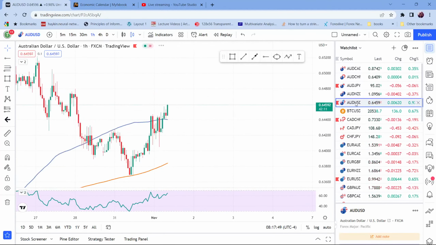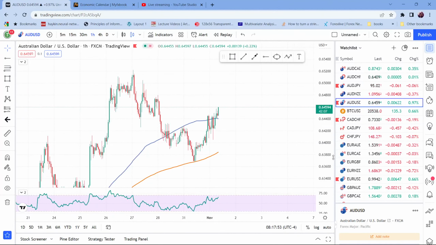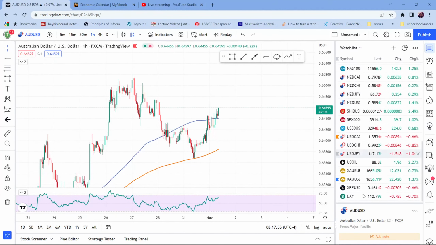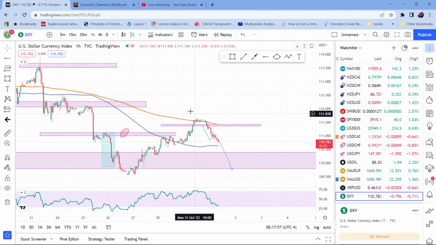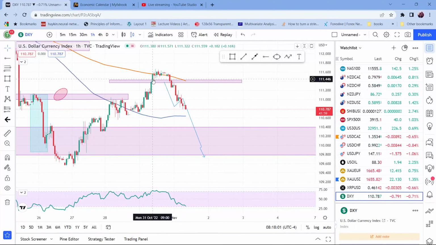Looking at the other pairs, right? The USD, the US dollar, has been very weak right now. If you take a look at the DXY, honestly, I pointed out that at this point, somewhere right here, I'd be looking to sell the dollar, right? Just because this was a key interest area where we should see the DXY reject and do a pullback back to the downside, right?